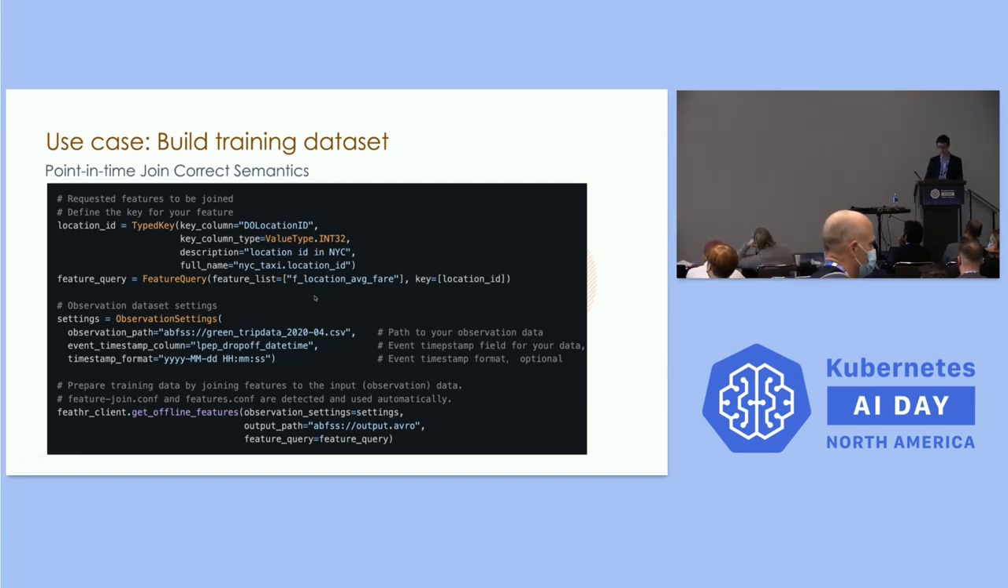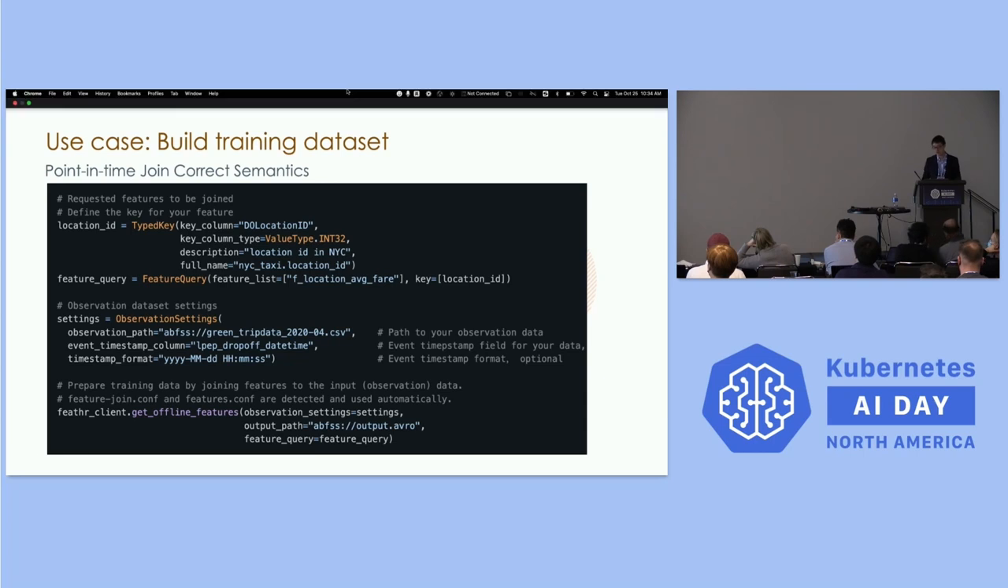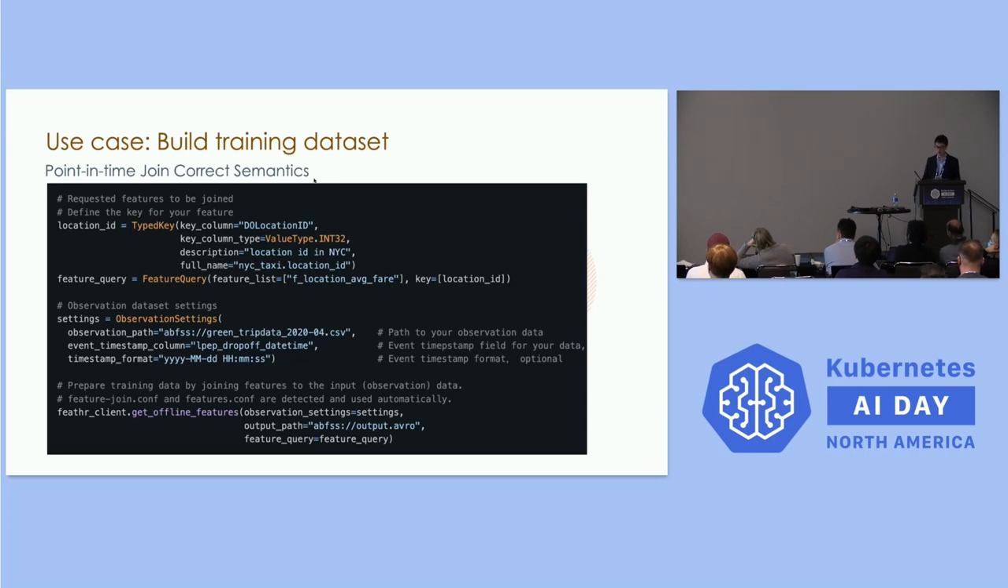Later on, you can just tell us the features you want. For example, here, I want a location average fare. And then lastly, you can call get offline features with the above metadata you provided. Then the Feathr engine will kick off the compute in the cluster you chose, so that the features will be computed.